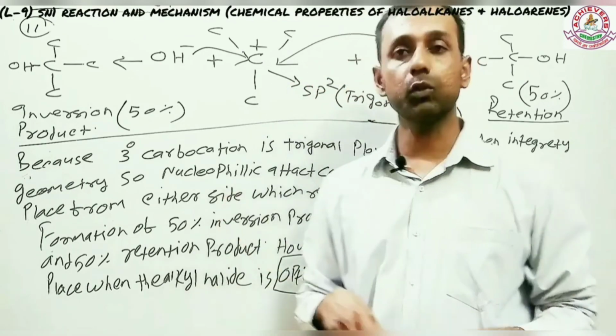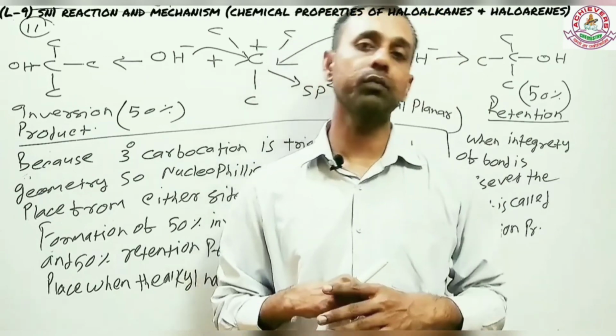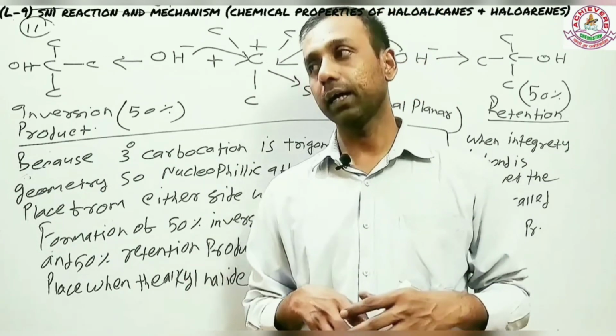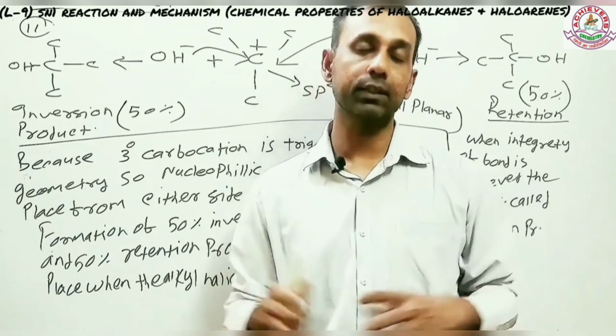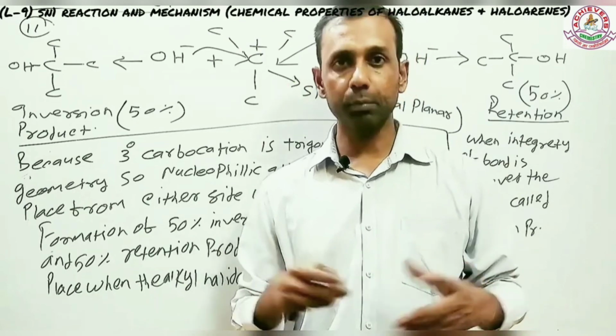So this is how I've tried to explain everything possible about the SN1 reaction, like what is the role of polar protic solvent, how two products are formed, why this is called first order, and so on. I hope you have understood almost everything, and do let me know.